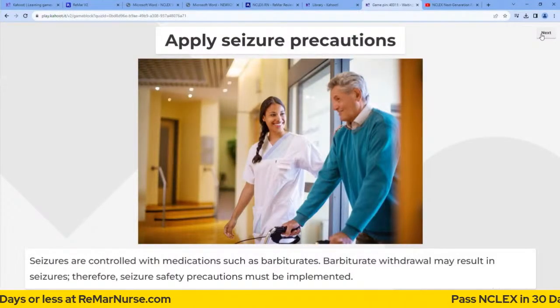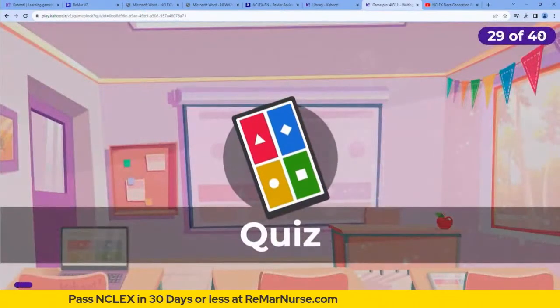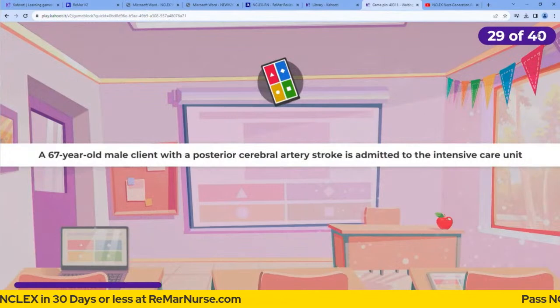Seizures are controlled with medications such as barbiturates. Barbiturate withdrawal may result in seizures. Therefore, seizure safety precautions should be implemented. Amazing job, guys. All right.